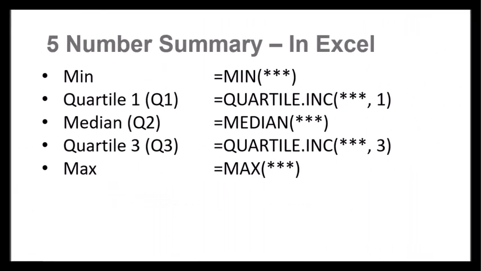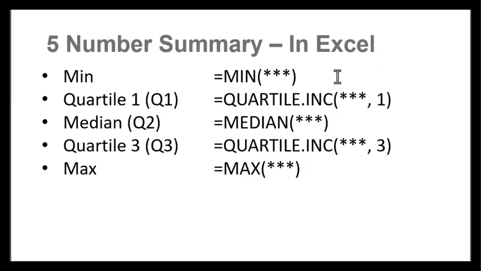So the 5-number summary in Excel can be computed with these 5 different functions. The min is computed with the function equals min, and the 3 asterisks I have in my formula here represent the data values. So you could either list those values with commas, or more likely you would highlight the values in whatever cells you have them stored in. I'll show an example of that in just a moment.